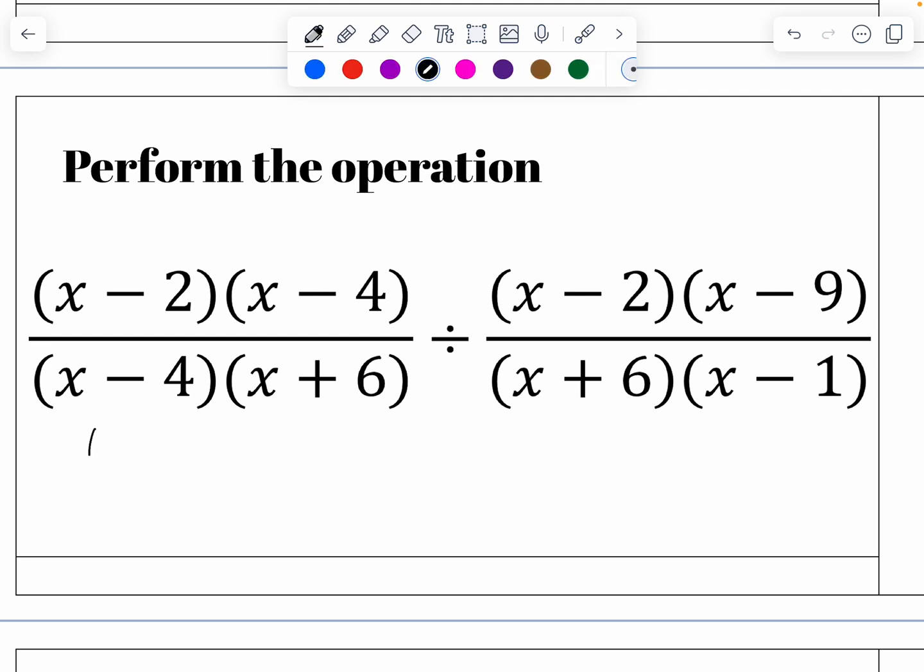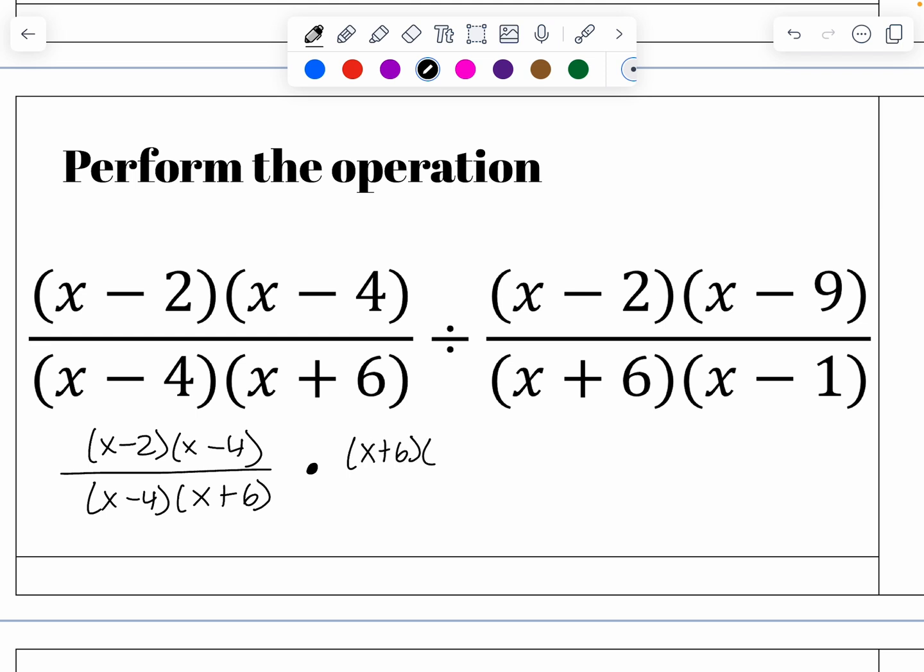So I'm going to keep my first fraction, change the division to multiplication, and flip over that second fraction. After I've done this, now I can start canceling things out that I see, because I have now performed, quote unquote, my division. I can't forget to do that. So now I'm going to see what I can cancel out.